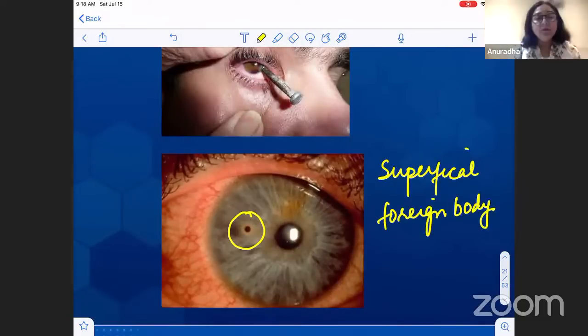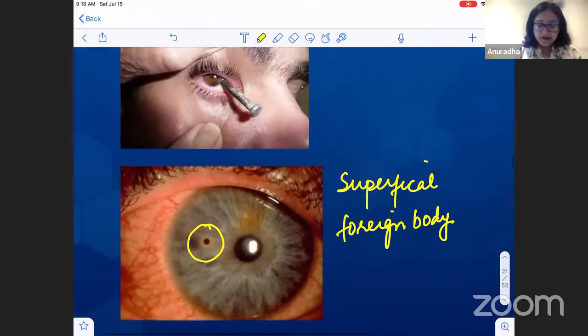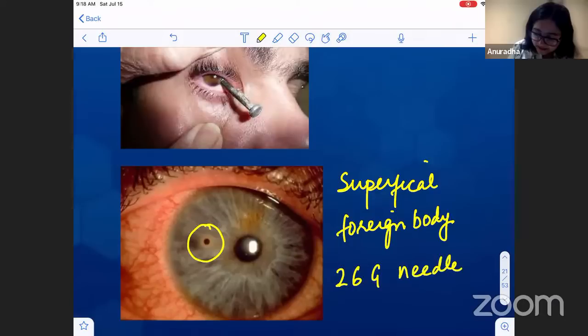And how do we remove it? Normally, a 26 gauge needle is used. You put the anesthetic drop, you scrape it off from the surface, and you give antibiotic to the patient. So a superficial corneal foreign body like this can be removed. Not 16 gauge, beta, 16 is very thick, it is 26 gauge.